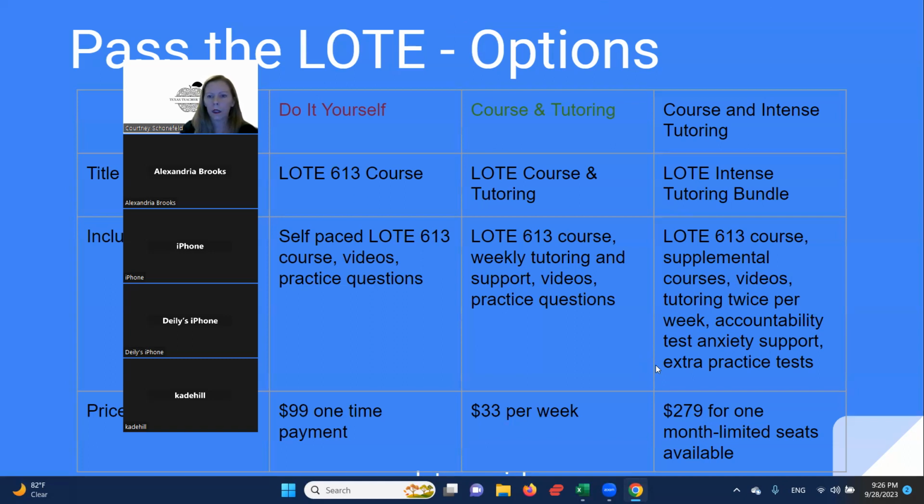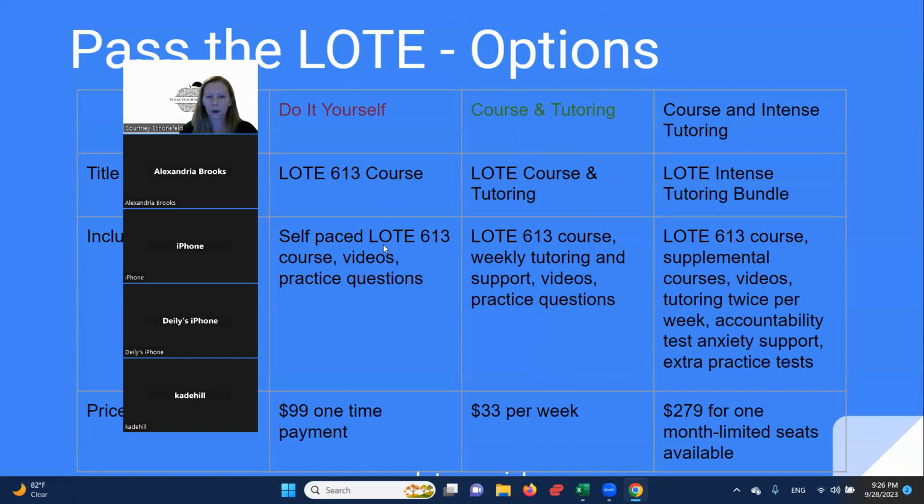No. All right. Well, I'm sorry that wasn't screen sharing before. This is the option that most people pick right here in the middle, the $33 a week. You're done in 4 weeks. It's affordable. You still get the help you need: the tutoring, and everything in the course.